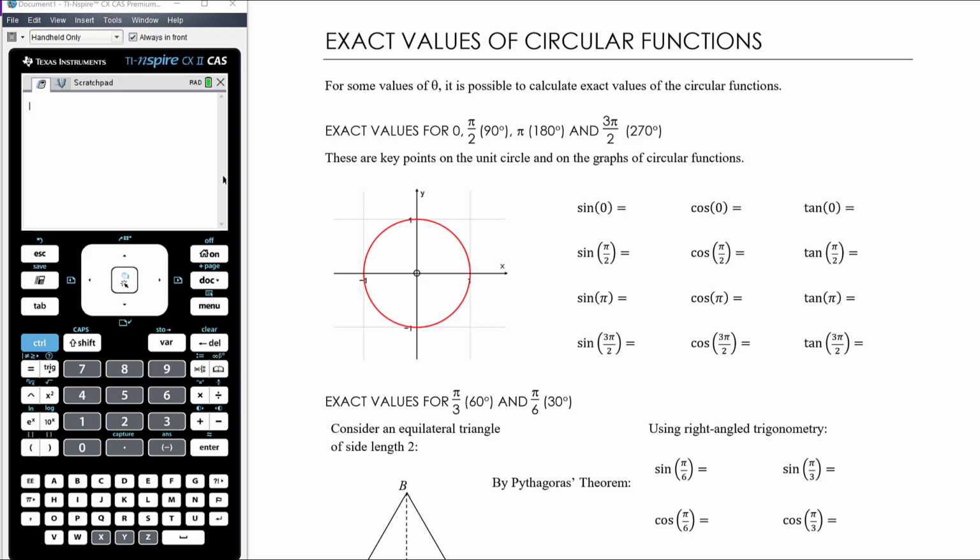Okay, so today's video we're going to be looking at the exact values of circular functions, and this is really important. I cannot stress this enough. If you don't know your exact values, everything else will fall apart after this.